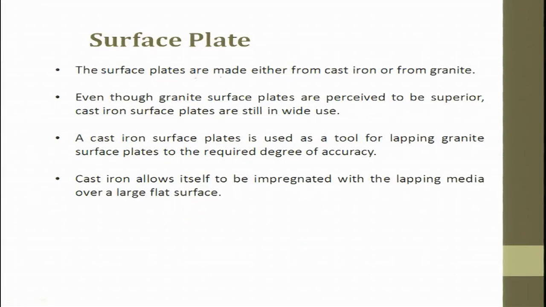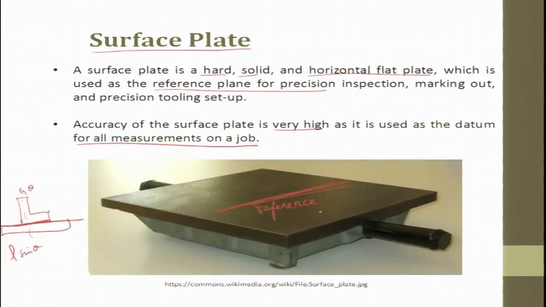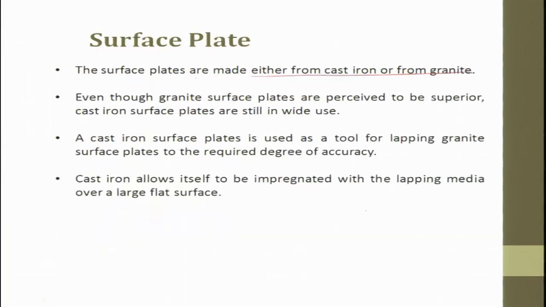The surface plates are made either of cast iron or of granite. So, why cast iron and granite? Because the coefficient of thermal expansion is very less, okay, and we do something called a scraping operation. Here we try to make pits and then we try to make it flat, okay. It will not be milled.